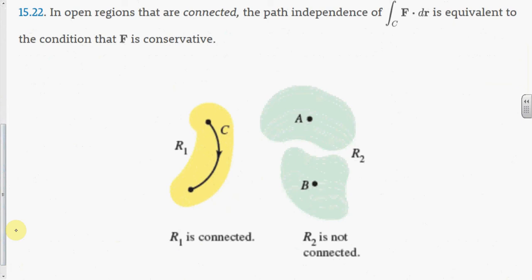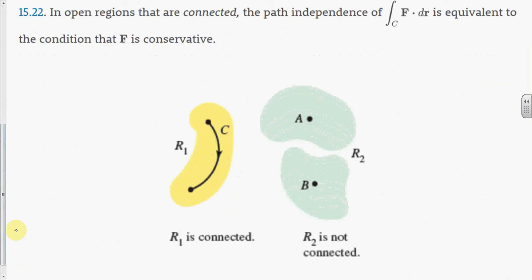without breaking the smooth curve up. So look at this first illustration where it says R sub 1 is connected, but R sub 2 is not, because if I connect points A and B, this smooth curve is actually broken up into 2 separate regions. So I want this path that I'm using to be contained completely within the region in order to connect the points. So if we have connectedness for the region and f is conservative, then the line integral is independent of path.